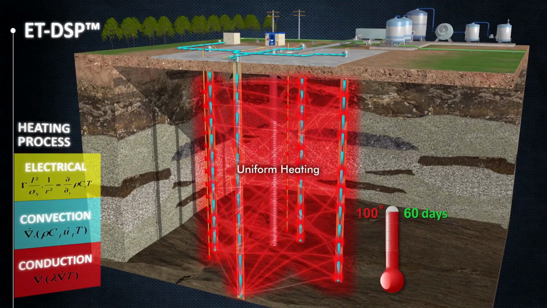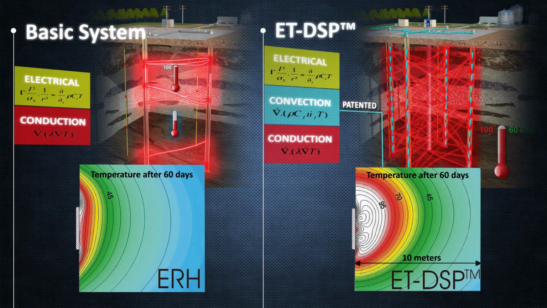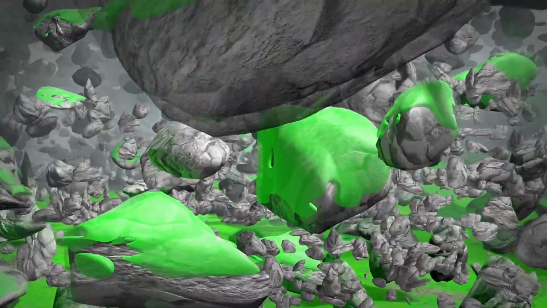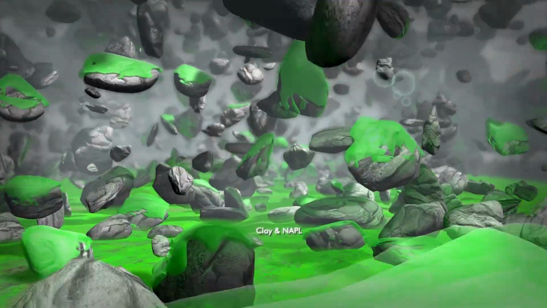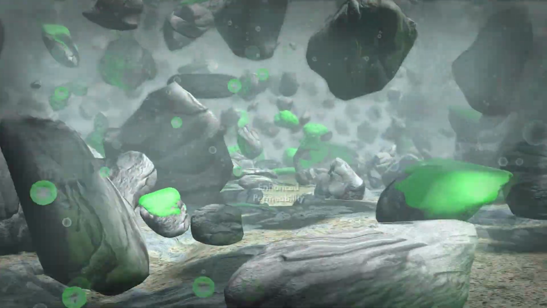The electro-thermal dynamic stripping process reaches the desired results more rapidly and evenly than any other in situ electrical resistance heating technology. With heat comes tremendously accelerated mass extraction. Vapors are generated, fluids flow with less resistance, chemicals are desorbed and dissolved, water turns to steam and strips away the chemicals. The permeability of the soil is greatly enhanced with increasing temperature.